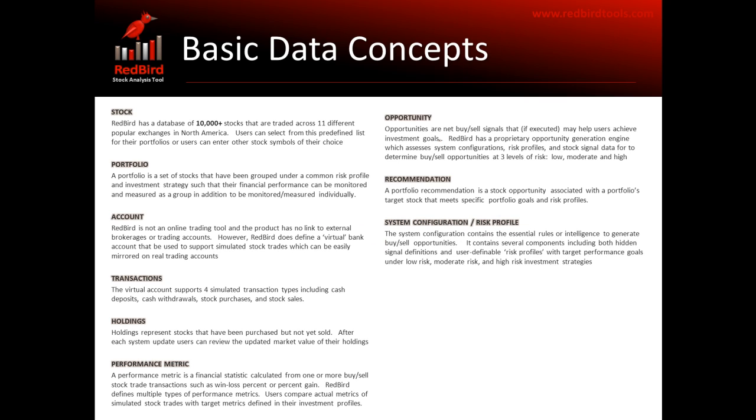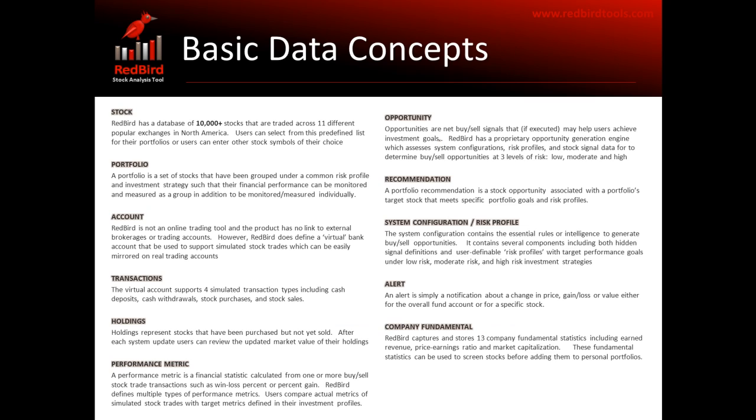System configuration. The system configuration contains all of the essential rules or fuel that enable the opportunity generation engine to function. There are several components, many of which are hidden from the average user. However, users can define certain aspects of the system configuration, such as their personalized risk profiles and target performance goals. Alert. An alert is simply a notification that there's been a change in price or value to either the overall account or to a specific stock. Unlike opportunities or recommendations, alerts cannot be executed as simulated transactions.